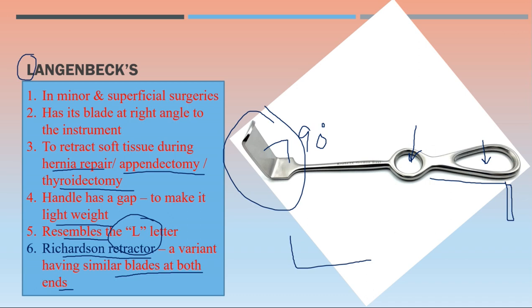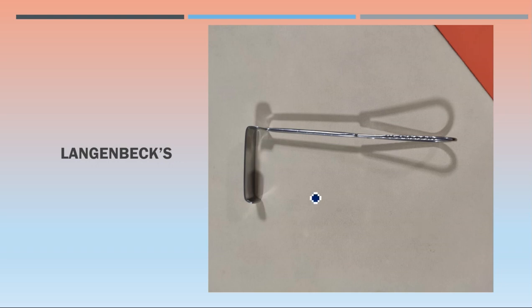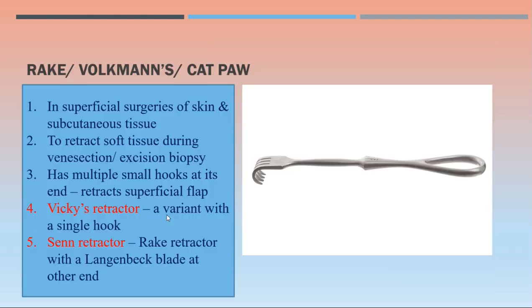Okay, and Journeys, it was biflanked. The two hooks were there, biflanked, right? This is how a Langenbeck is in retractor, single and fenestrated handle to make it lightweight. Langenbeck's retractor. Then next is Rake or Volkmann's cat's paw.